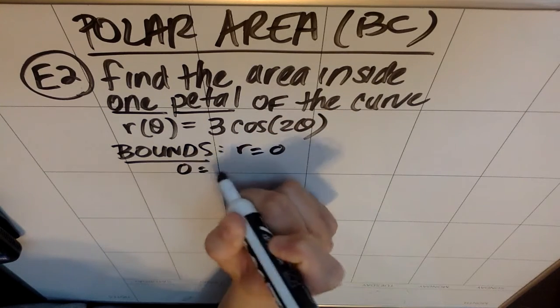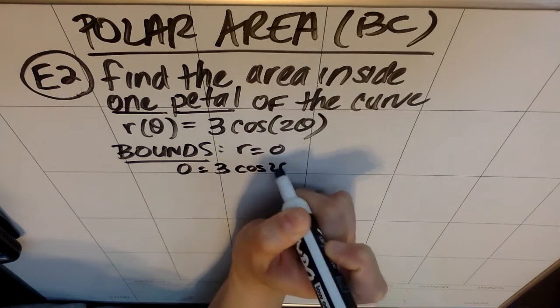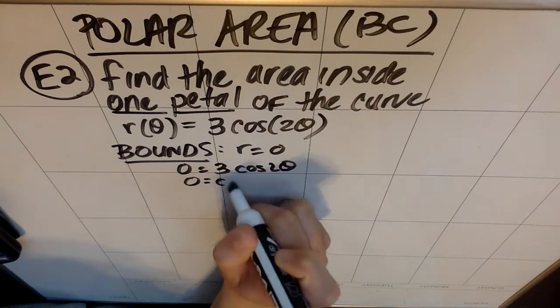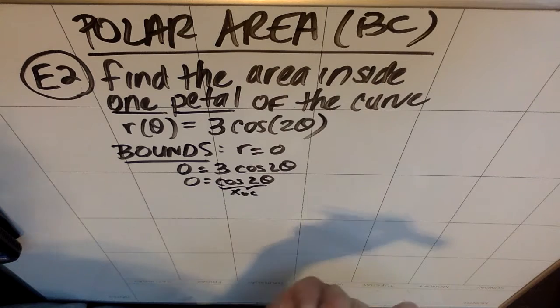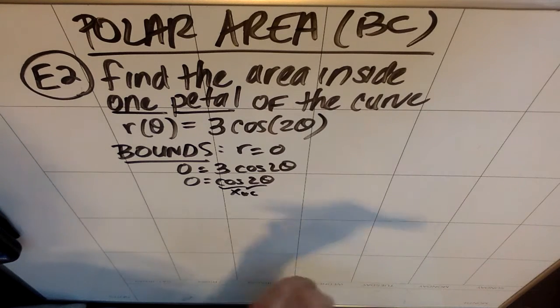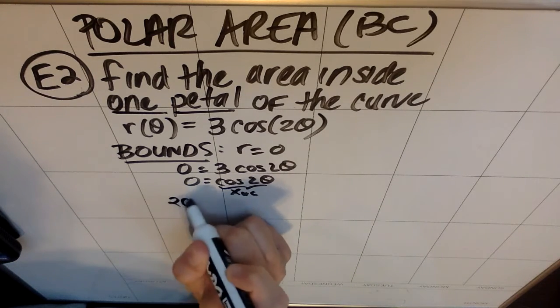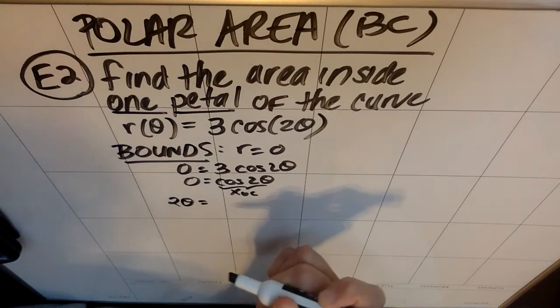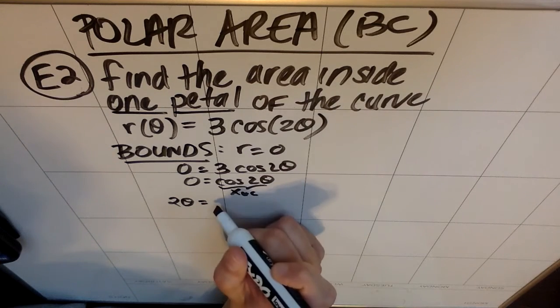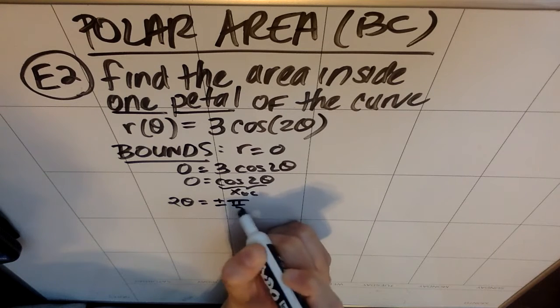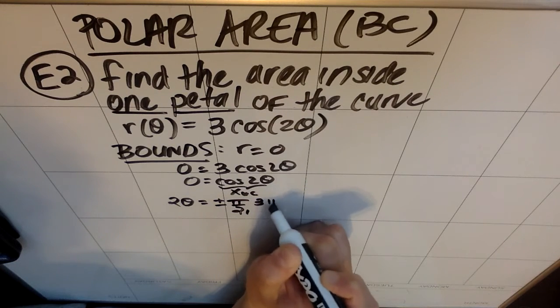So if 0 equals 3 cosine of 2 theta, then 0 is the cosine of 2 theta, and I say to myself, this is the x on the unit circle. It equals 0 at all the pi over 2's. So 2 theta must be all the pi over 2's. It doesn't really matter which direction you go, you could go plus or minus, but it's pi over 2 and 3 pi over 2.